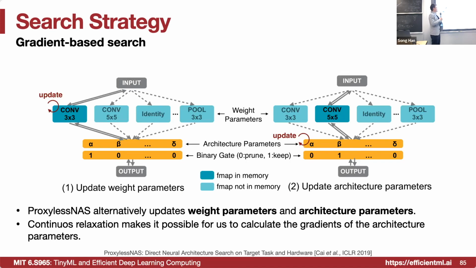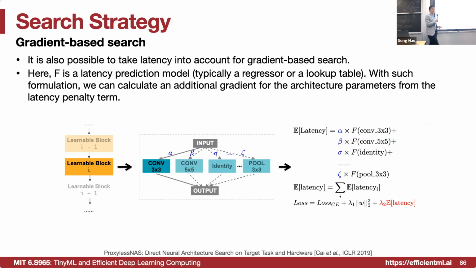Another gradient-based search is, rather than keeping all the copies in the memory, how about we just sample a subset? For example, we sample the branch with the highest probability. So it alternately updates both this weight parameter and also these architectural parameters, and makes it possible to calculate the gradients of those architectural parameters. And also we can make latency differentiable.